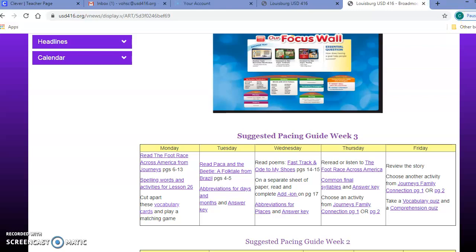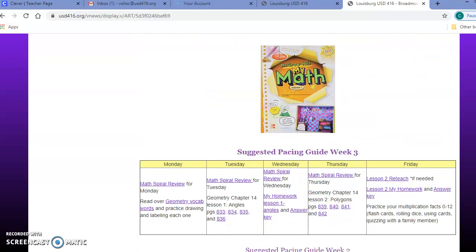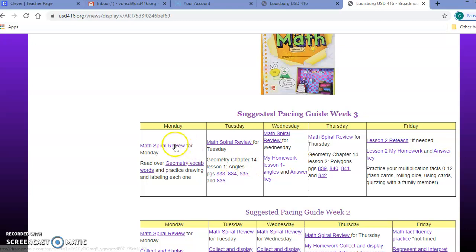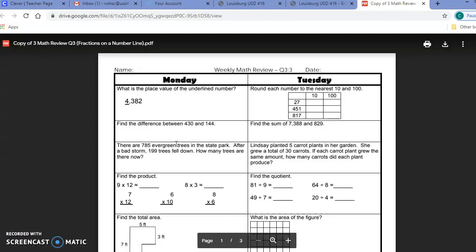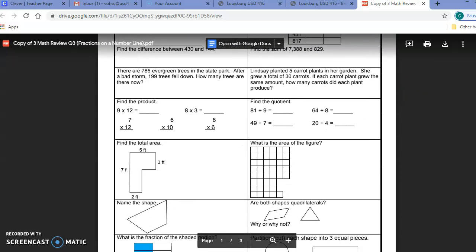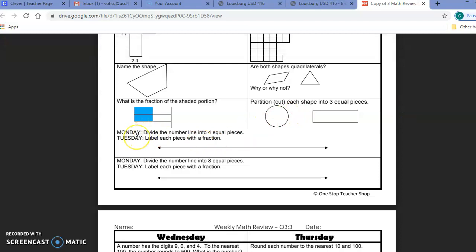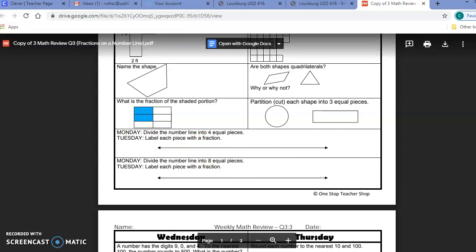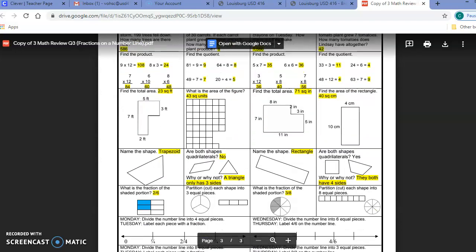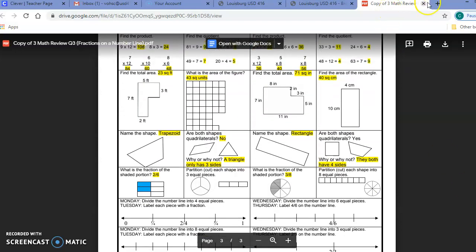And then once you come down a little bit further, here's our math. On math right here, you'll have your Math Sprout review like we've been doing all the other weeks for Monday. There's some great problems on there for you to practice. These ones right here, it tells you what to do on Monday and then what to do on Tuesday. You can just do the Monday step on Monday and the Tuesday step on Tuesday. And as always, down at the bottom, you will find the answer key in case you need help with anything.